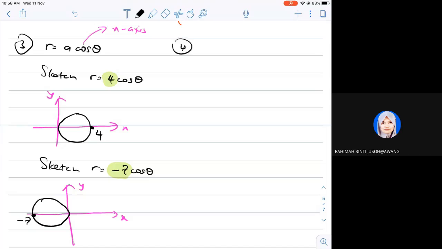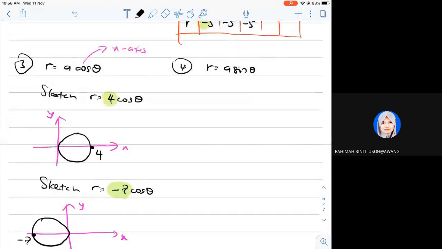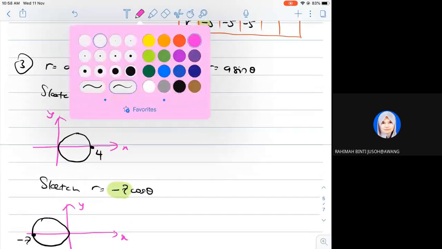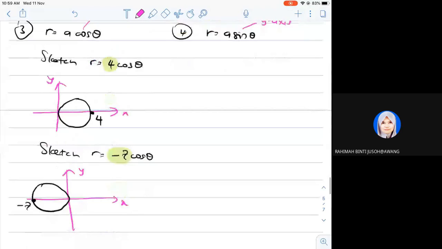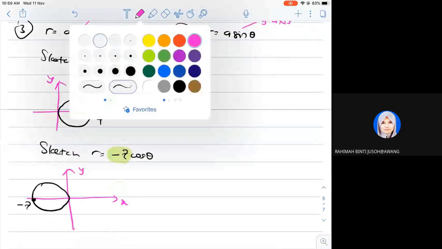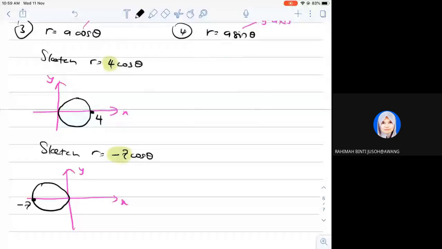Question number 4 pula. Okay. Type number 4, we have r equals a sin theta. Kalau tadi x-axis, cos. Tapi for this case, sin theta must be y-axis. Dia mesti berada pada paksi y. A circle on the y-axis.